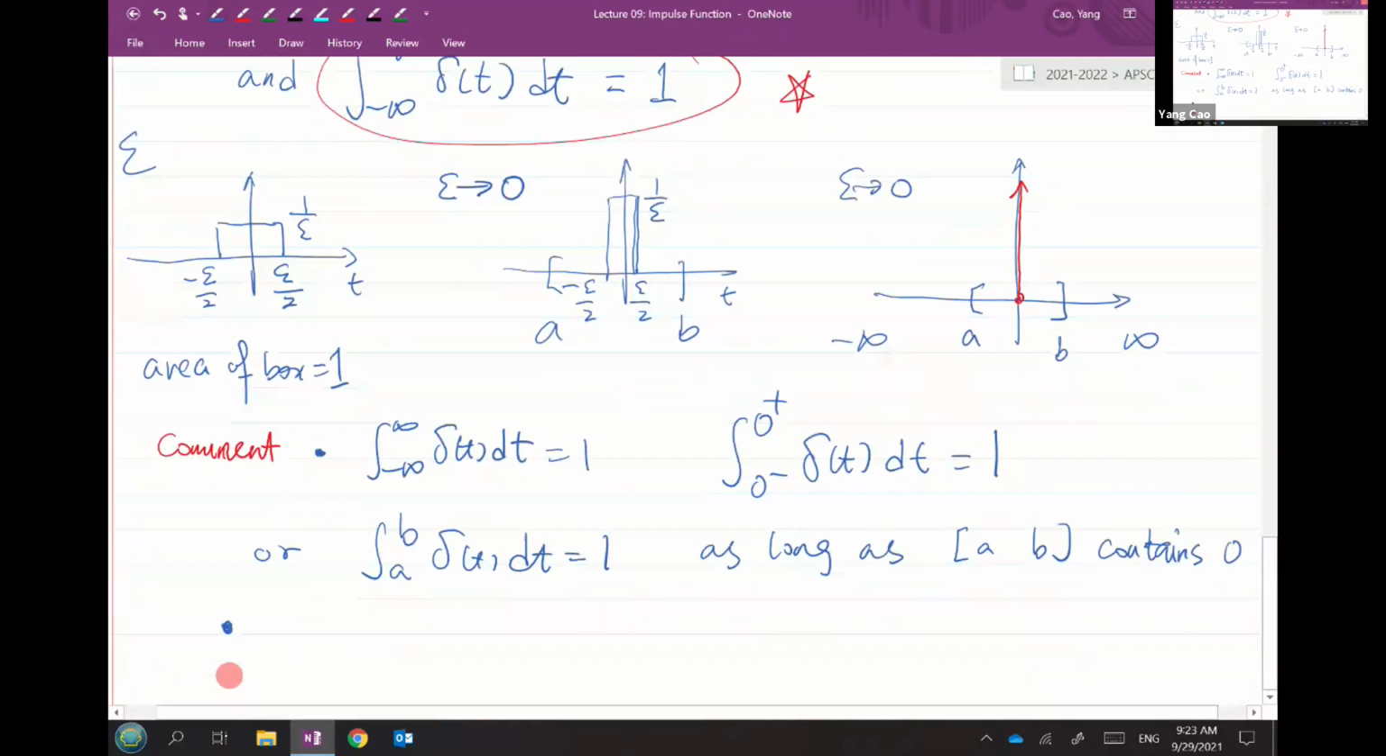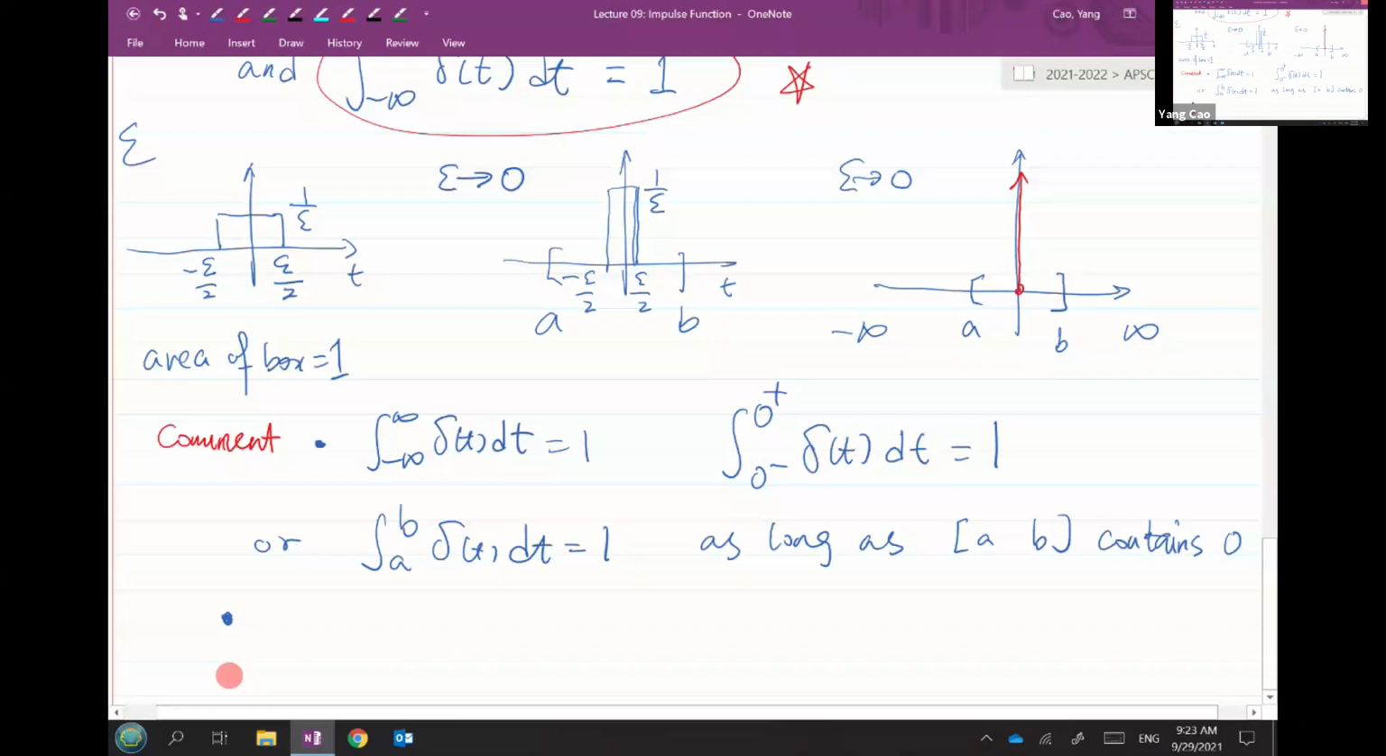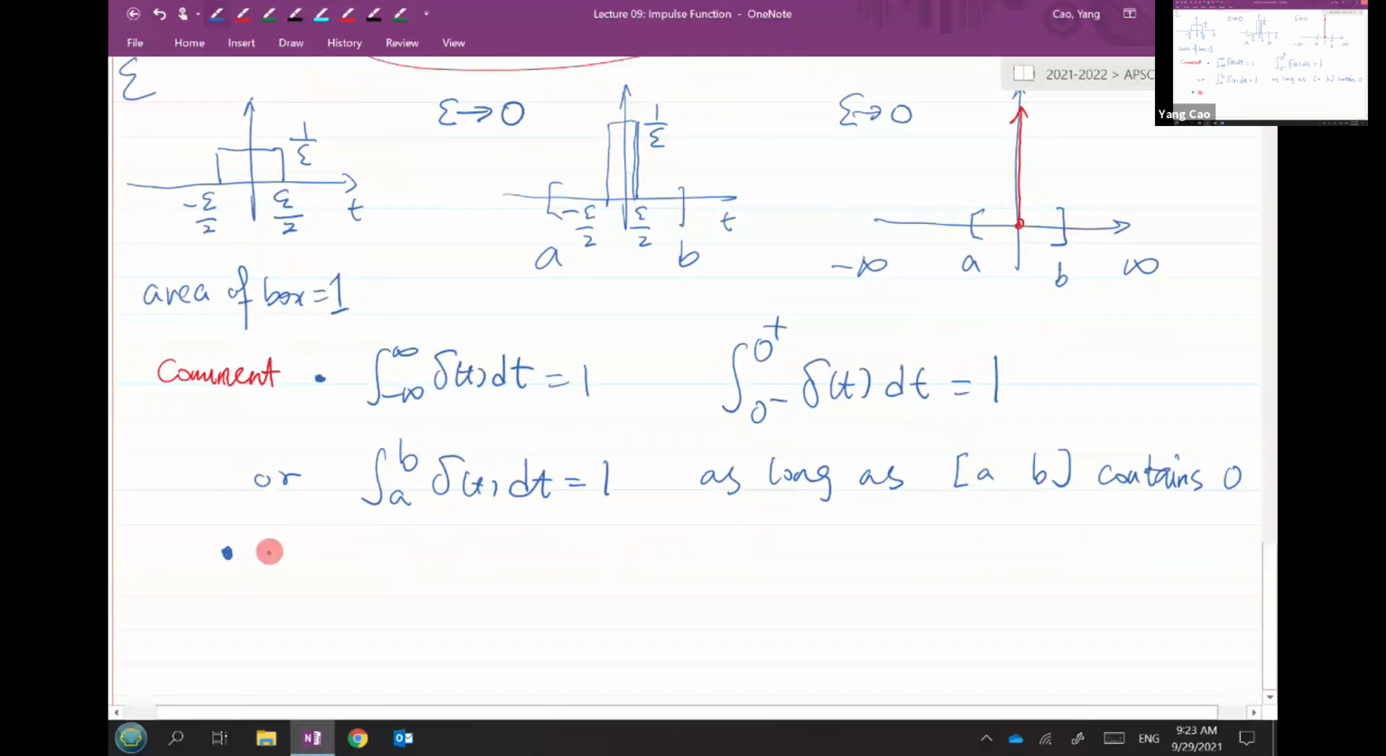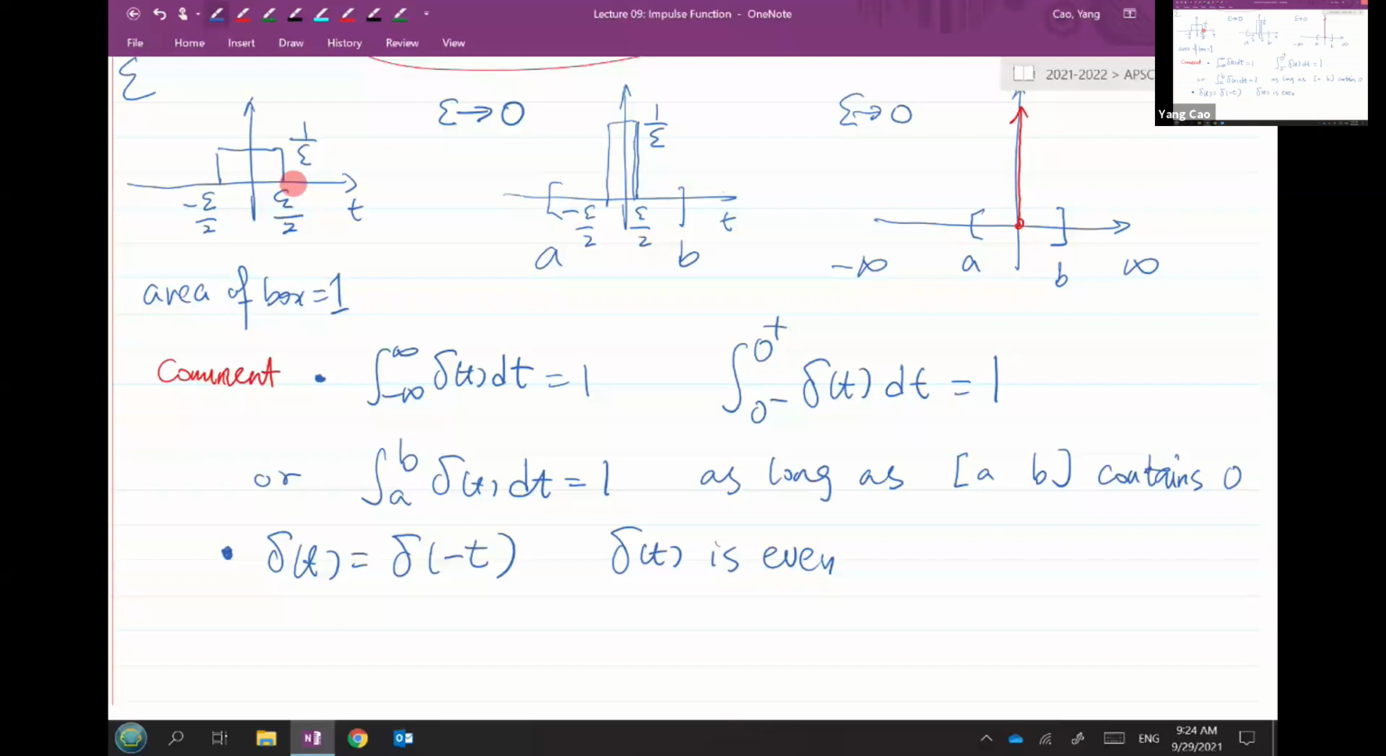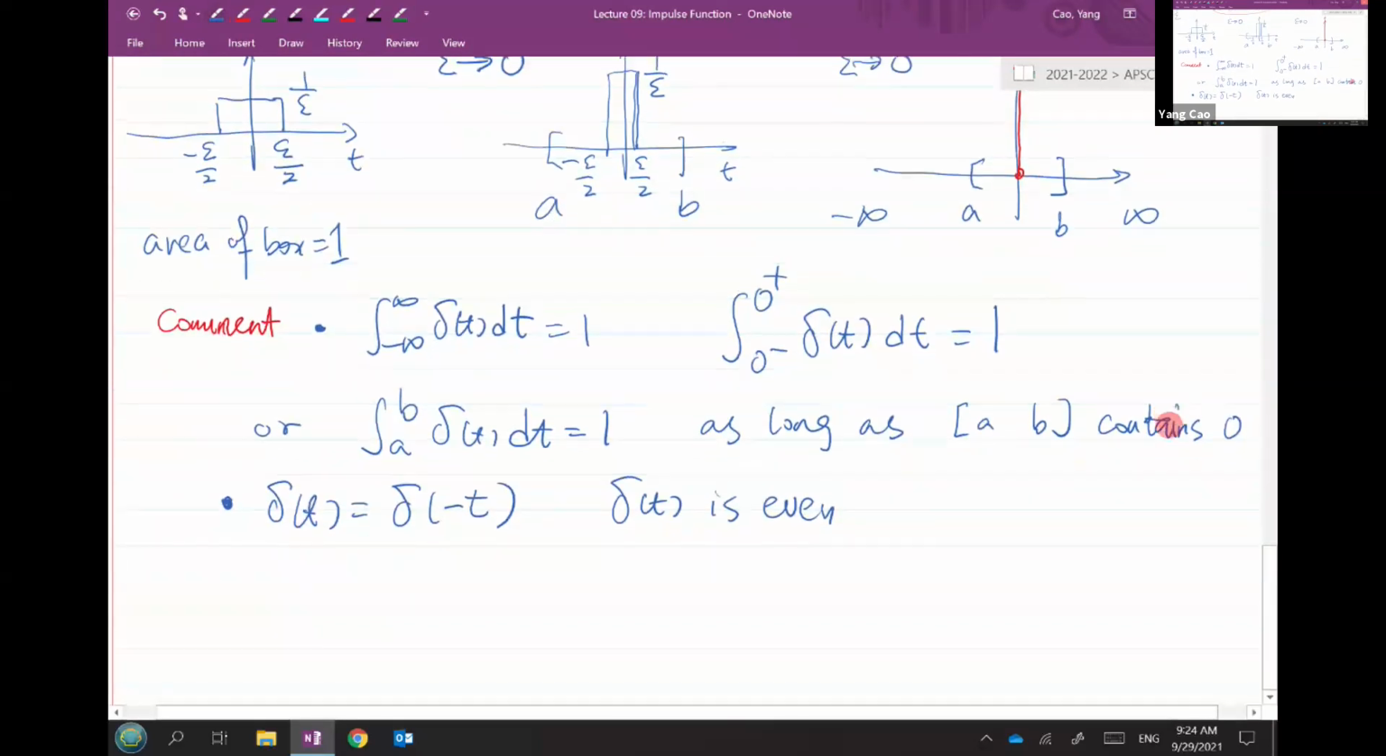Second property: if you look at the way the delta function is constructed, it started from basically a box out of here. So delta function is actually an even function. Even function basically means it's symmetric about the vertical axis. That can be identified using the starting point of this graph right here. There are many even functions, but delta is just one of them.